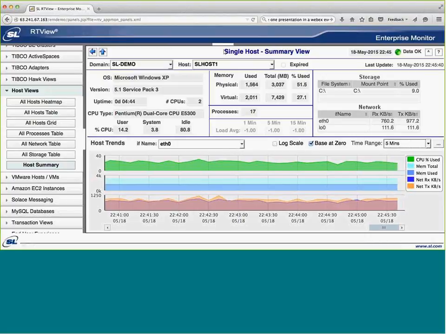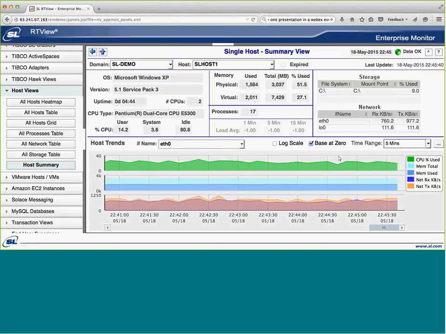Here are views of a single host. It happens to be SL host 1. It's a virtual machine. I can look at the operating system. I can look at the amount of memory being used. I can look at the number of processes. I can look at the network. In fact, I've got all of the additional compute information here. I have our favorite trend charts, so we have the CPU and memory, and network traffic.